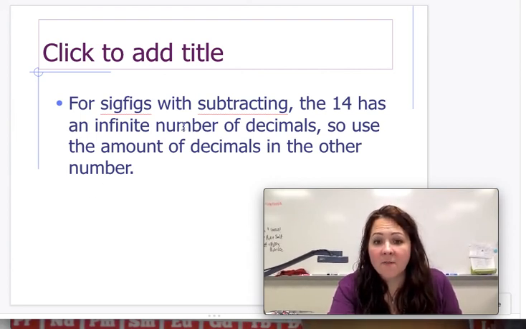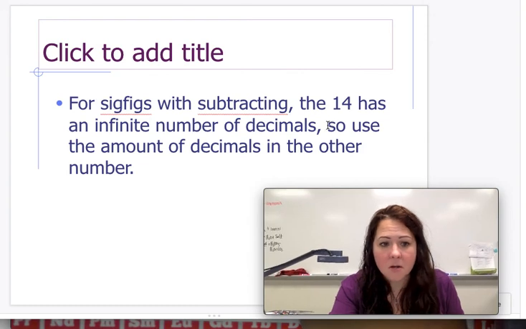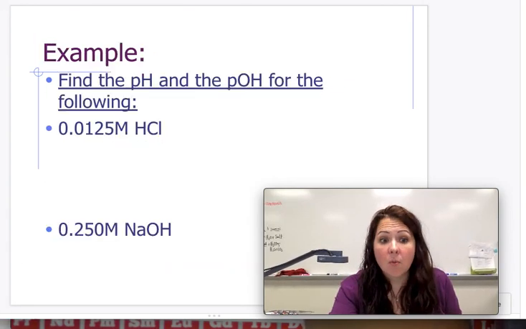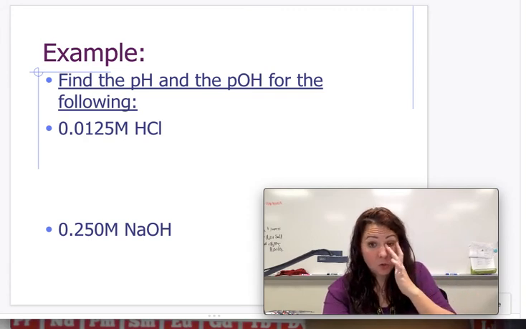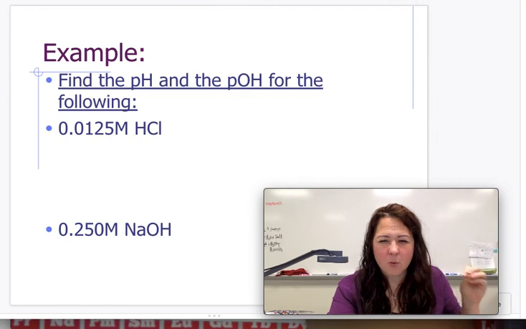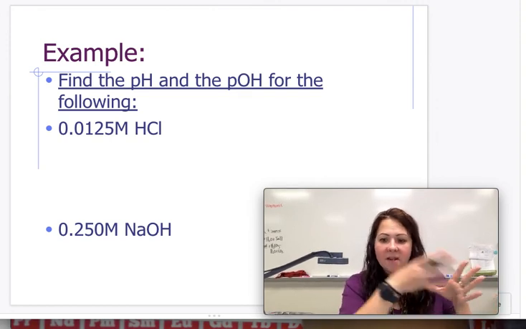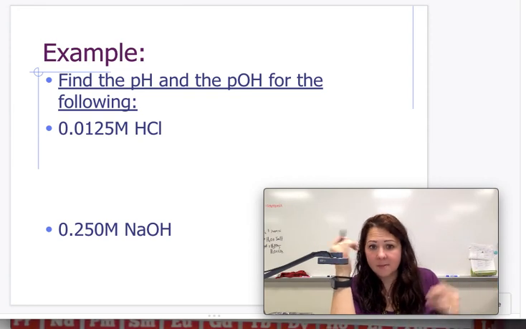When you're solving for sig figs, the 14, if you ever have to subtract from 14, that does not go into your calculation for sig figs. So you always want to make sure that you are looking at your other number, the concentration, because that's your measurement. 14 is not a measurement, it's a standardized number, so it has an infinite number of decimal places.